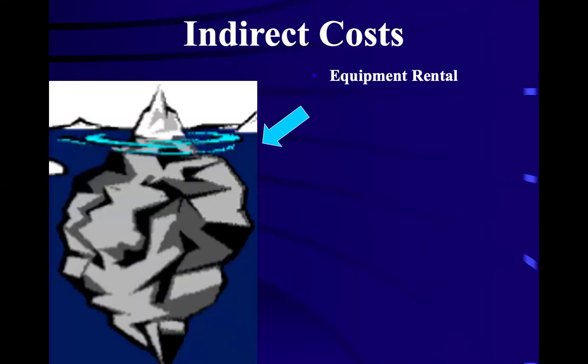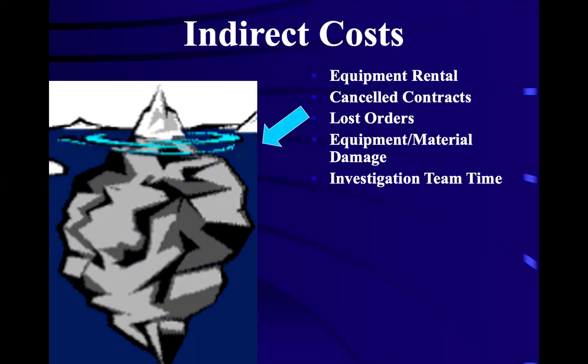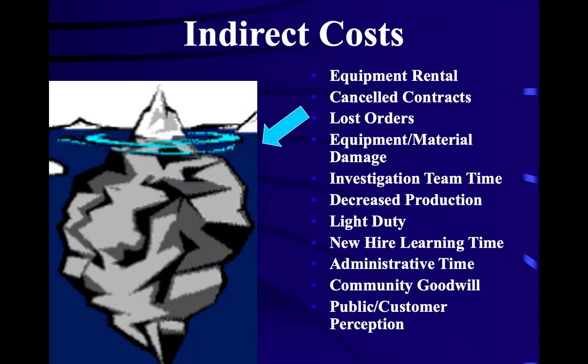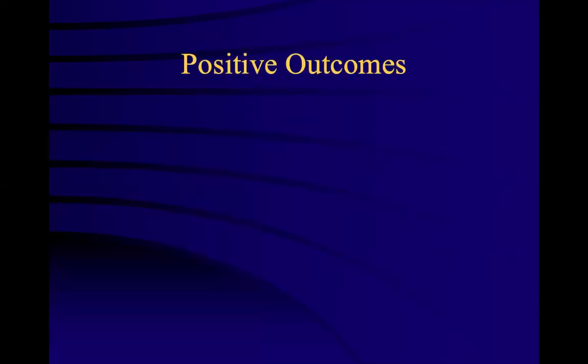There are instances where you have to employ or rent other equipment because the equipment is damaged. Some can lead to cancellation of contracts. Some can also lose their orders. Equipment may be damaged. There is the need for investigation team time, who will be speaking to workers, and this takes time away from their work. Production is decreased. Light duty notice is activated. There is new hire learning time. Administrative time is also at a cost. Community goodwill is lost. Public perception and customer perception reduces, and sometimes third-party suits can also emerge.